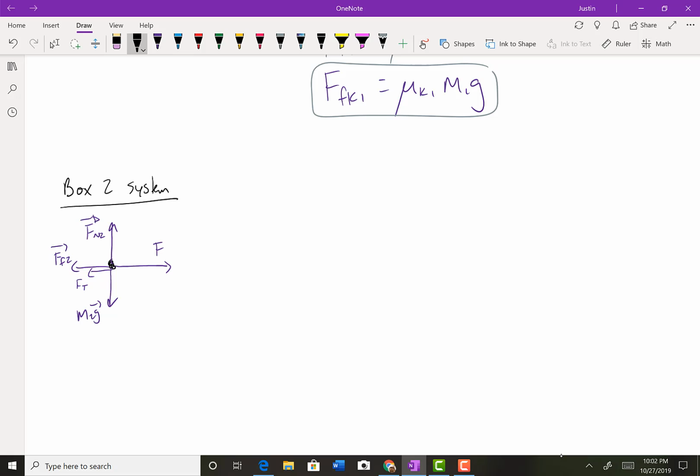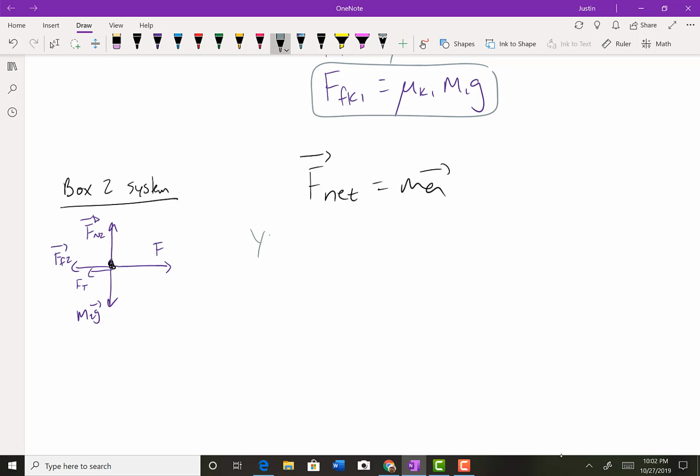So again, I'm going to apply the second law, F net equals ma. In this case, I don't think I need the horizontal direction at all. So again, you could do it if you need to for any reason whatsoever, but I don't think I'm going to need it.